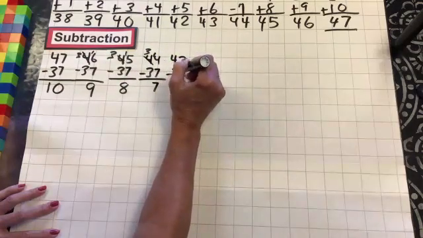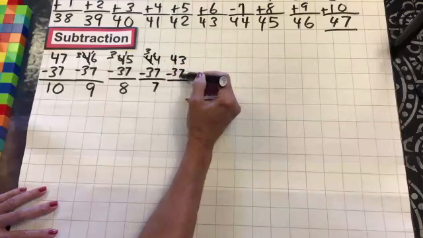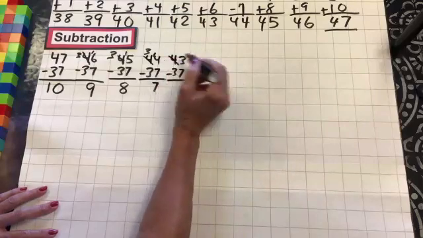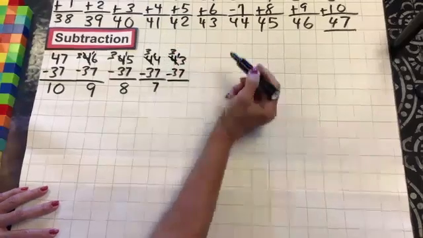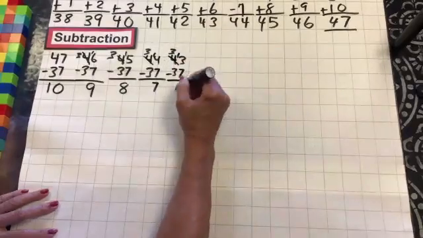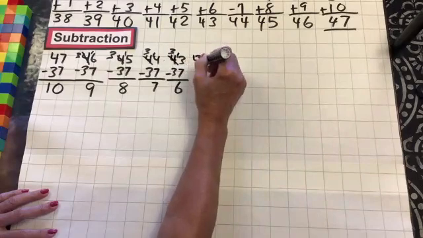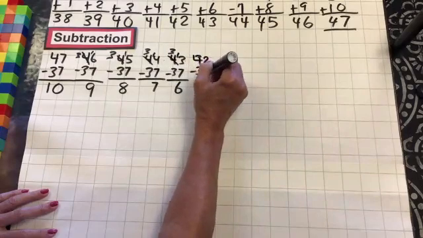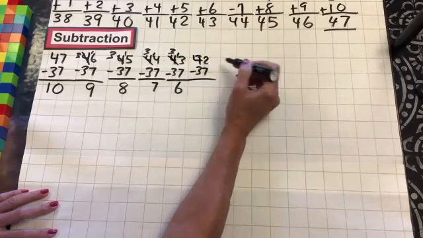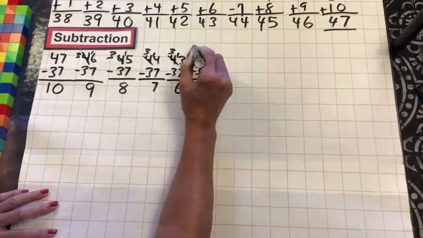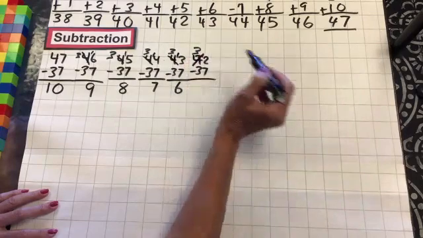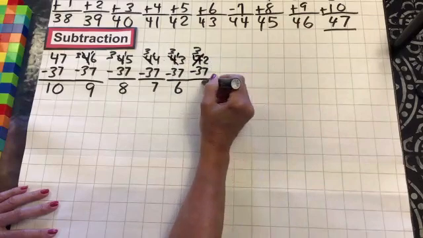43 minus 37. Can't take 7 from 3, so we borrow from the 4, leaving 3, making that 13 minus 7 is 6. 3 minus 3, nothing. 42 minus 37. 7 from 2, can't do. Take 1 from the 4, leaving 3. 12 minus 7 is 5.